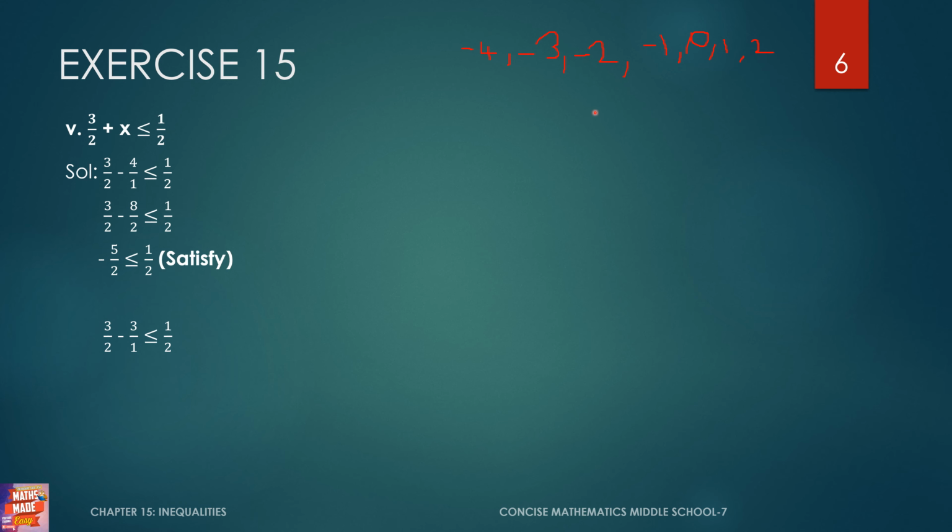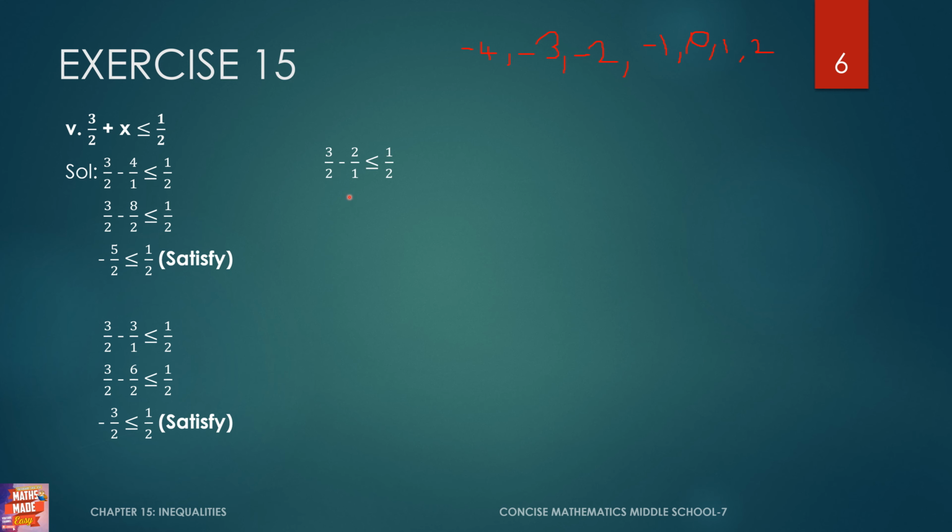Similarly, now just replace it with minus 3. Now again take the LCM, and multiply it with 2 on both sides for the second fraction. Now here again one is positive, the other is negative. Just put the bigger number sign and subtract. It will be minus 3 by 2, less than or equal to 1 by 2.